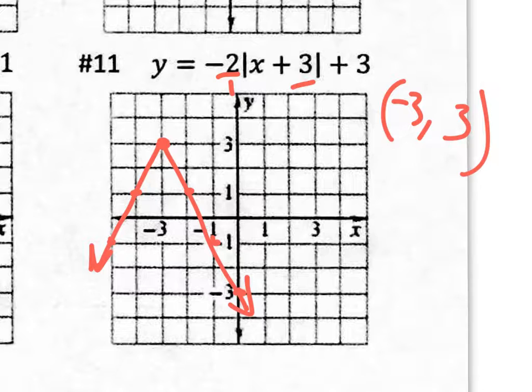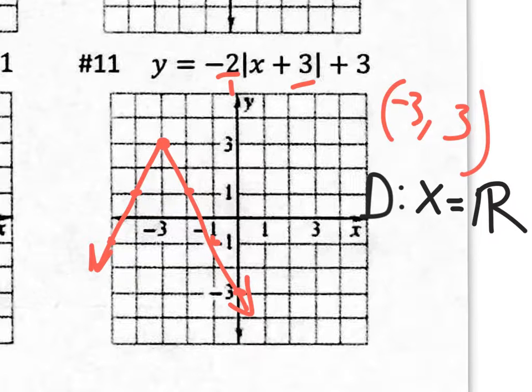Let's actually write that down, because I will ask you this on the quiz tomorrow. The domain, in terms of x, does it go to the left forever? Does it go to the right forever? Yeah, so what is domain? All real numbers. Okay, how about the range? Range is the y values up and down. Does it go up forever? No. Does it go down forever? Yes. Is this an open dot or solid dot? Less than or equal to, right? So for the range, you're going to say y is less than or equal to 3.